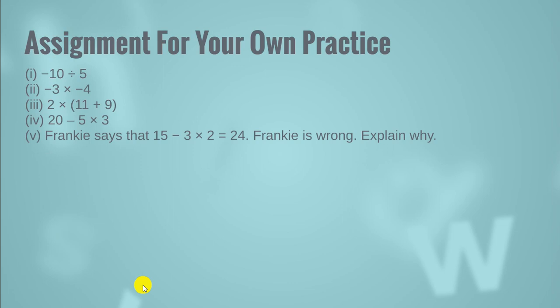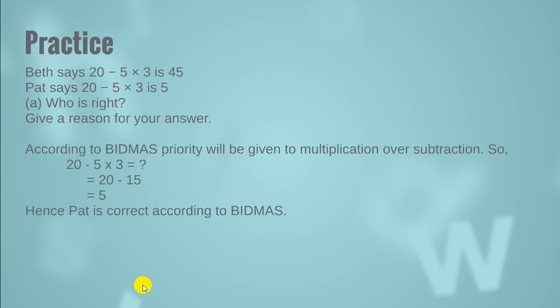Now here is a short assignment for your own practice. I hope you will get to solve it very quickly. Here is a practice question. Beth says 20 minus 5 multiplied by 3 is 45, and Pat says 20 minus 5 multiplied by 3 is 5. So who is right? Give a reason for your answer. I think Beth is right or Pat is right.